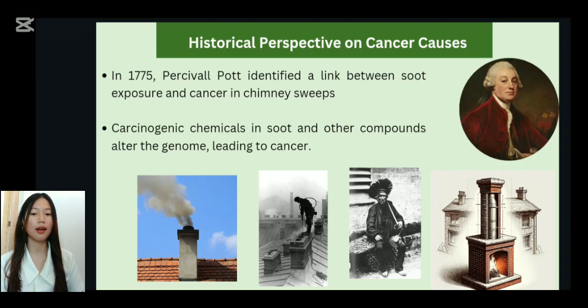Kapag nagsusunog tayo ng mga bagay, nag-change siya into black powdery. Nasunog or naging fragments na yung isang material. So, maaaring malanghap nila and yun yung nakita ni Percival Pott na nagkakaroon sila ng cancer, which is tinatawag na carcinogenic chemicals. So, meron siyang ganung compound, which is kaya niyang baguhin yung DNA ng cells. Ayan. Na nag-lead sa cancer disease.